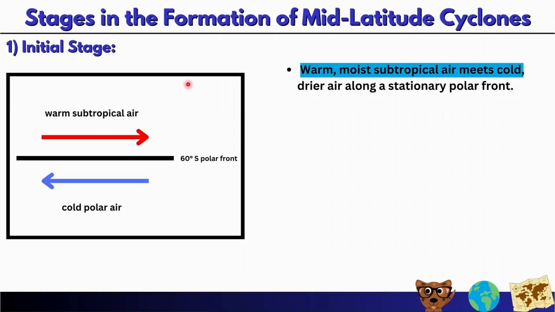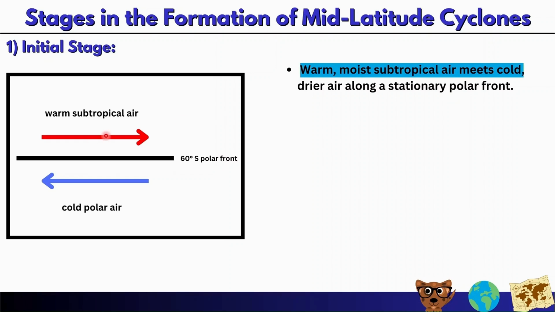Now we will look at the stages in the formation of mid-latitude cyclones. So we start off with our first stage, which is the initial stage. In this stage, warm, moist subtropical air meets cold, drier air along a stationary polar front. Remember, a polar front can also be called a stationary front.